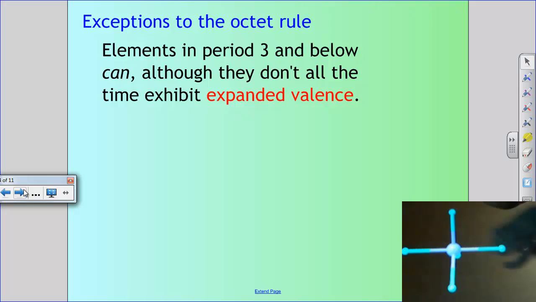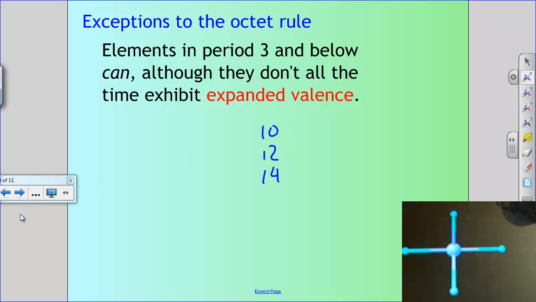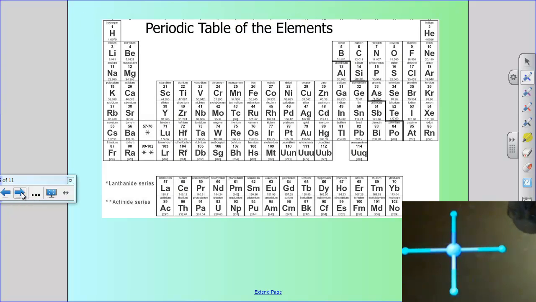Well, here's the deal. There are always exceptions. This is true pretty much all the time in English, in history, in science, whatever. There are always some exceptions to every rule. So here's the exception. If an element is in period 3 and below, it can have expanded valence. Now, what does that mean? That means typically that it can have 10, 12, and in some really rare cases even 14 electrons around the central atom.